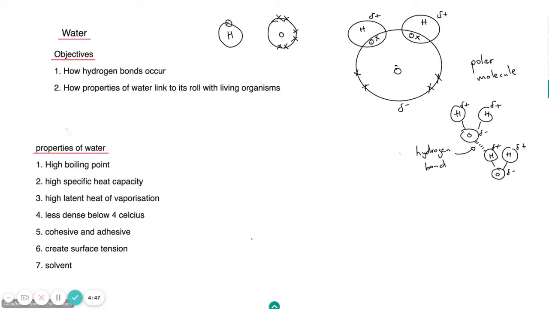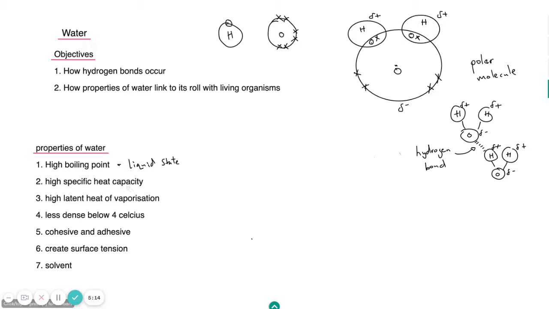So one of them is water's got a high boiling point. So it doesn't boil until 100 degrees Celsius, which means most of the time water is in a liquid state. So that provides a good habitat for fish. It's good for the cytoplasm in our cells, for being able to transport different substances.